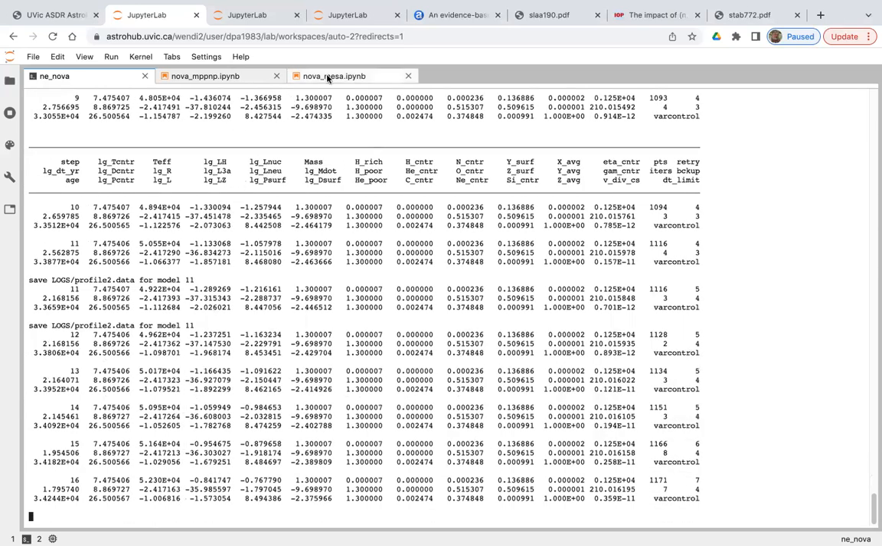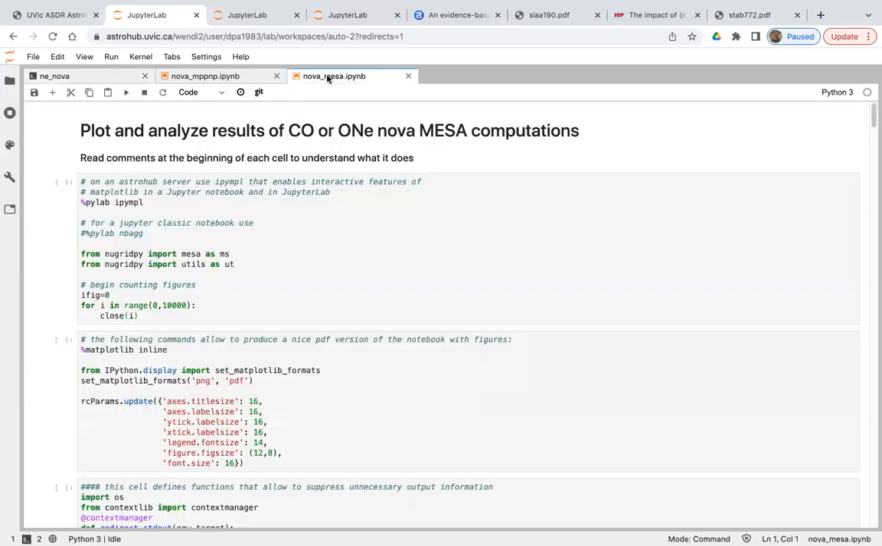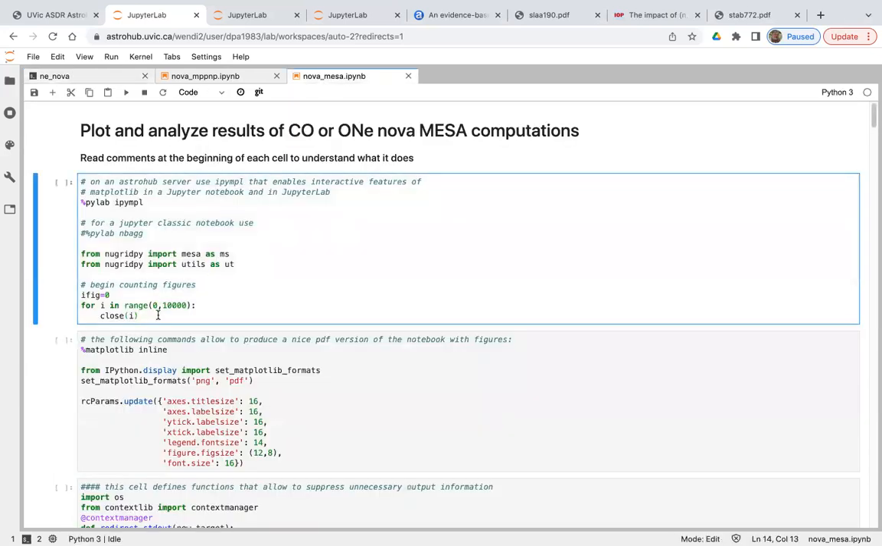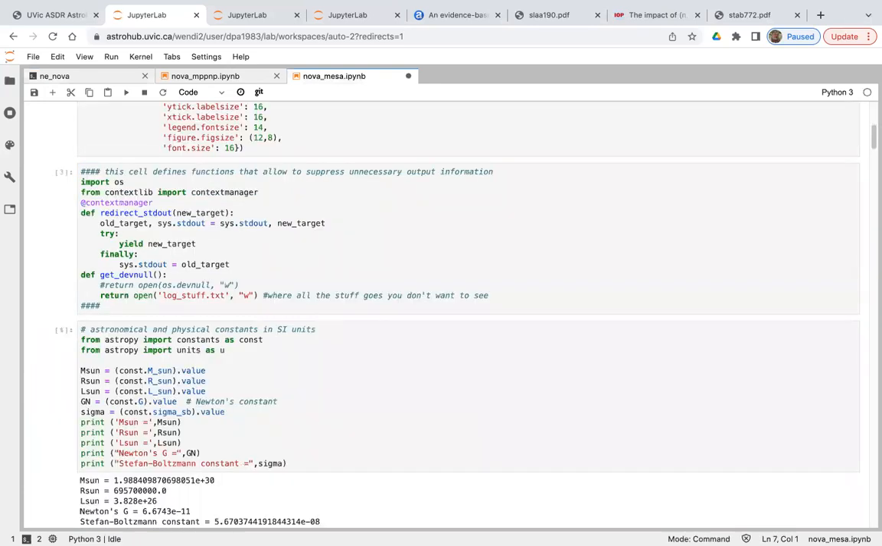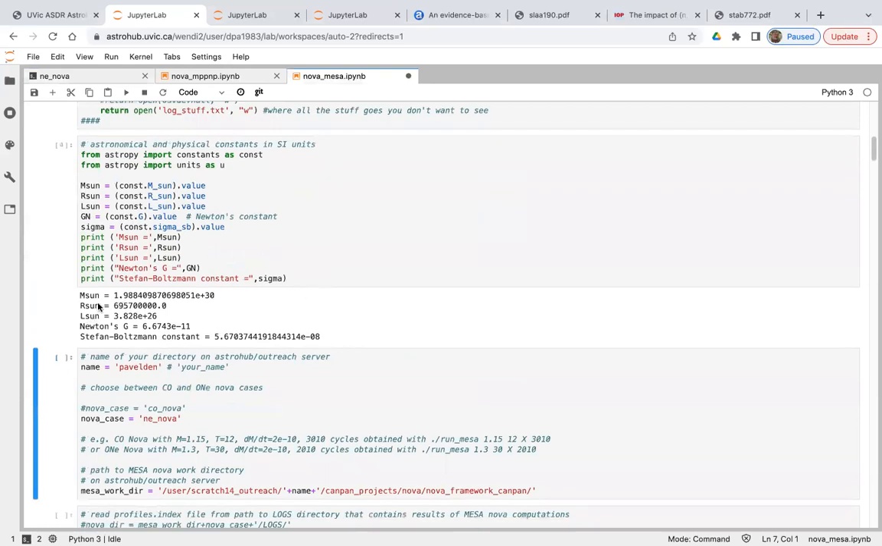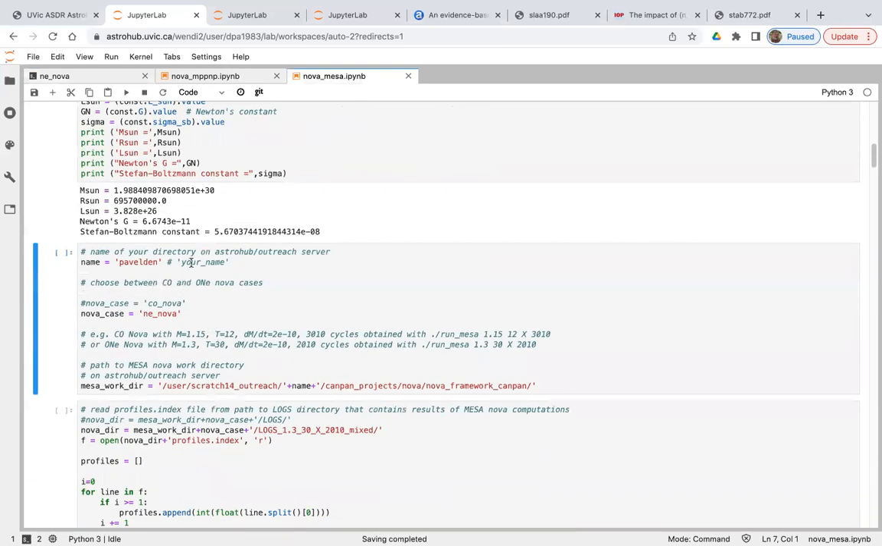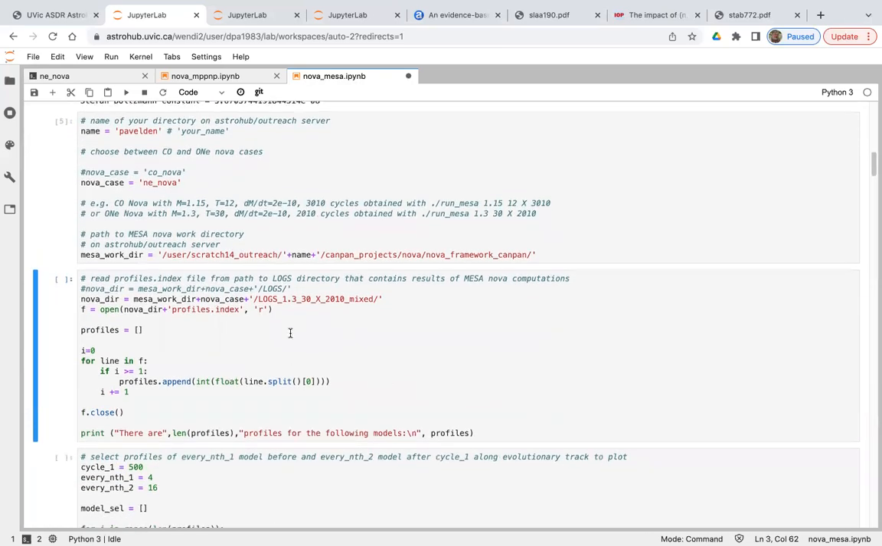Okay, so now it started. So now I go to the notebook that analyzes nova MESA evolutionary computations. Okay, let's execute these cells. So this cell just reads some astronomical and physical constants. Now in this cell, you choose the name of your directory. My directory has the name Pavel Den. And then you choose the nova case, either CO nova or Ne nova. Now I have computations for Ne nova. Okay, this directory.